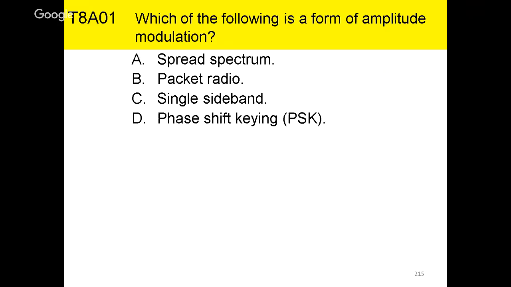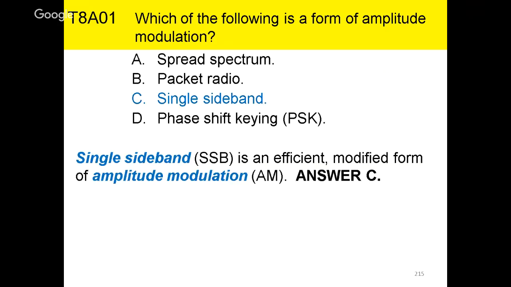Where am I here? Okay. Which of the following is a form of amplitude modulation? And there's only one answer to this, okay? And that's answer C, because single sideband is a type of amplitude modulation. However, it is more efficient, and it is a modified form of amplitude modulation.